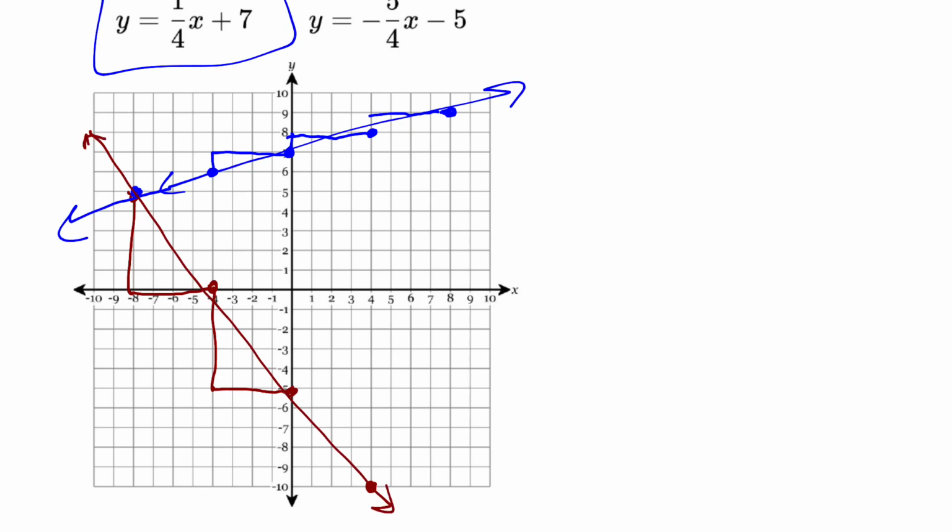Good news, when you plot a couple of these in Delta Math, it draws the lines for you, which are much straighter and nicer than the lines I'm drawing here. But my solution is going to be -8, 5. That's where the two lines cross.